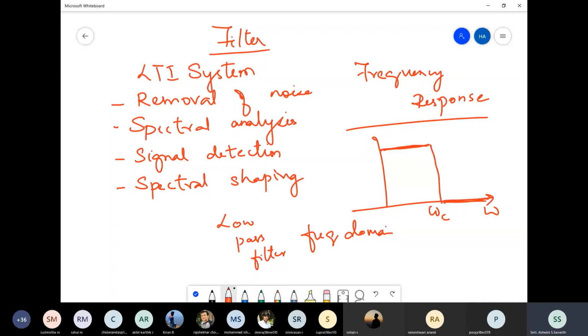This characteristic of a low pass filter which is given to you is called the frequency response of the filter. So we are specifying how we want the filter to be in the frequency domain. Why frequency domain? Because we are interested in filtering out certain frequency components. So you have to do this in the frequency domain. We cannot do it in the time domain.